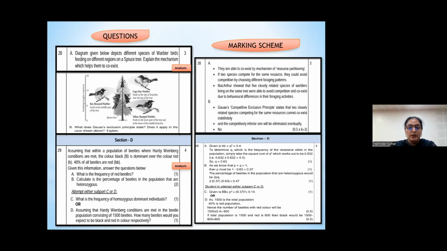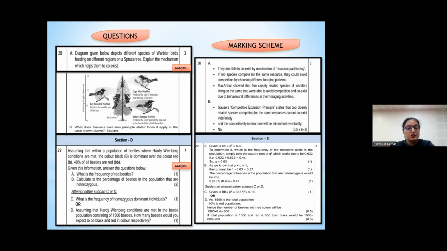Next, again, a diagram is given. Here, two concepts are given. We can say two micro concepts are given. You can very easily see there are different species of warbler birds, again feeding on different regions. Here, the two concepts are resource partitioning, and the same tree where they are living due to their behavioral differences. Resource partitioning is different, behavioral differences are different. So this is a case of analysis.